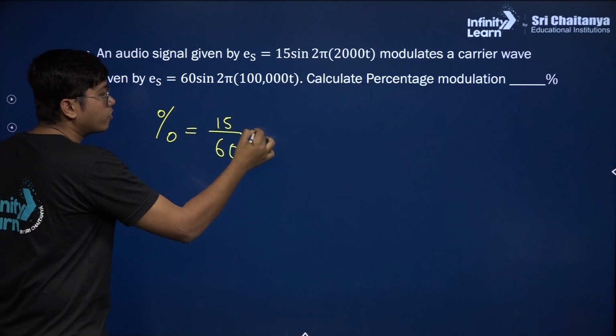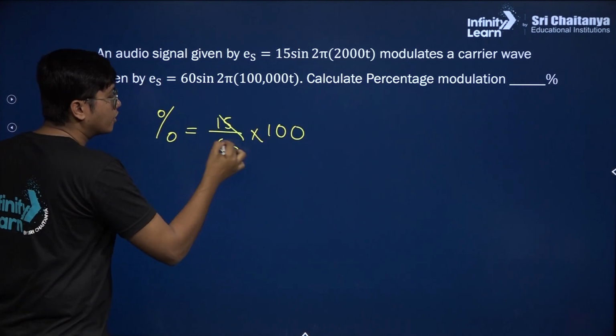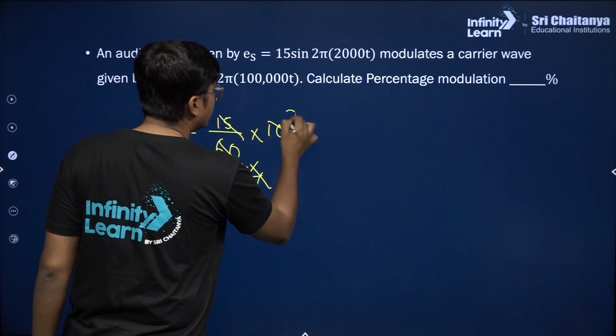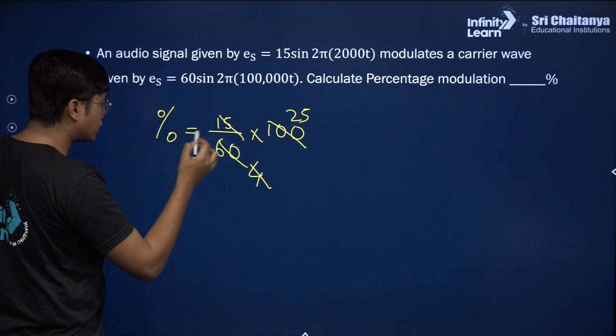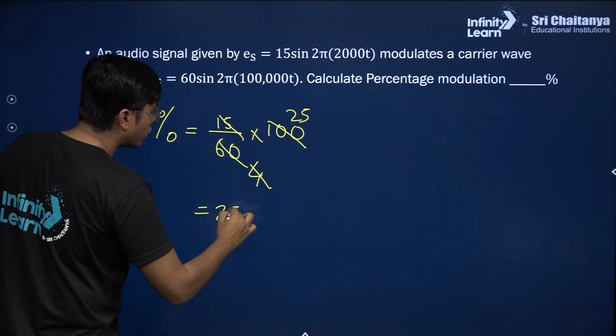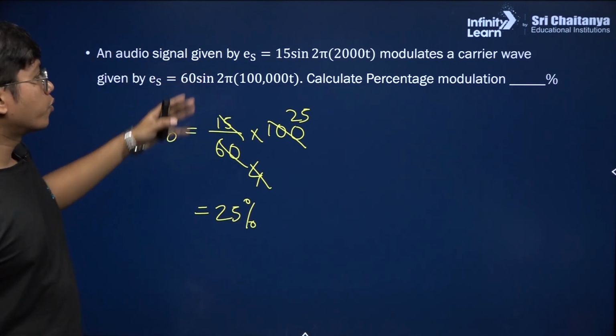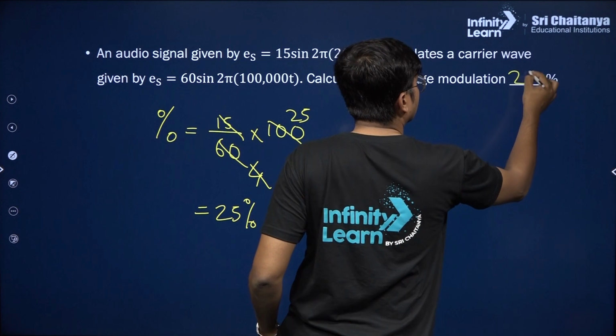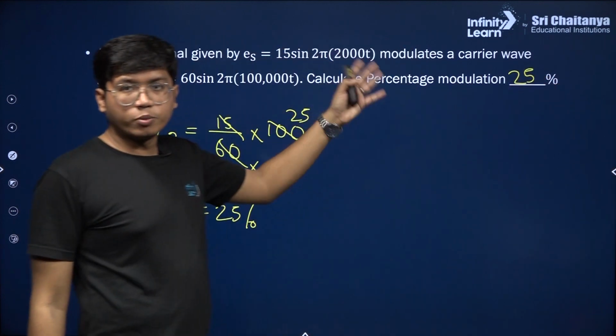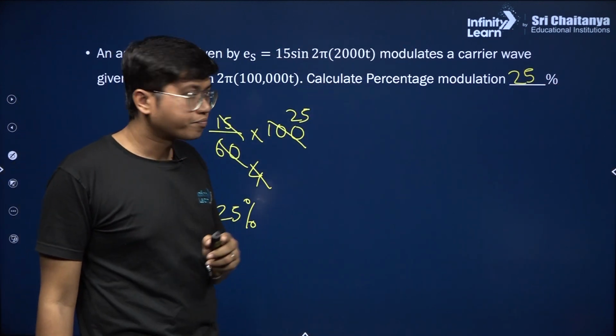Since it's a percentage, we multiply with 100. This goes with 4, 4 goes with this, with 25. You have the percentage modulation as 25%. Okay, so your answer to this would be 25%. Since it's a numerical answer, the answer would be 25.